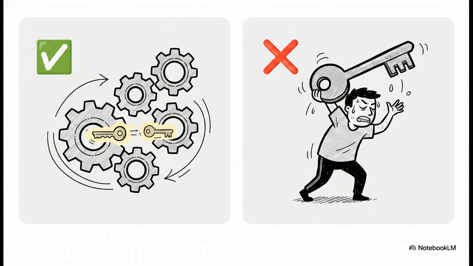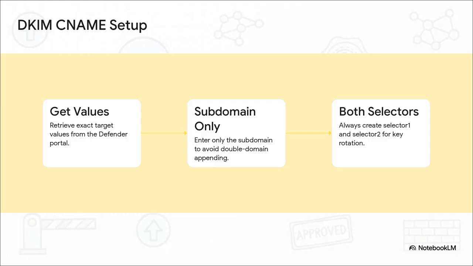Just use CNAME. Now, what's really interesting about this slide is the specific formatting gotchas that trip up even seasoned IT admins. First off, always retrieve the exact target values from the Defender portal. Don't try to guess the formatting. Second, when you're entering your host name at your DNS provider, usually you only enter the subdomain portion, like selector1._domainkey, because a lot of providers automatically append your main domain for you. If you type the whole thing out, boom, you get a double domain error.